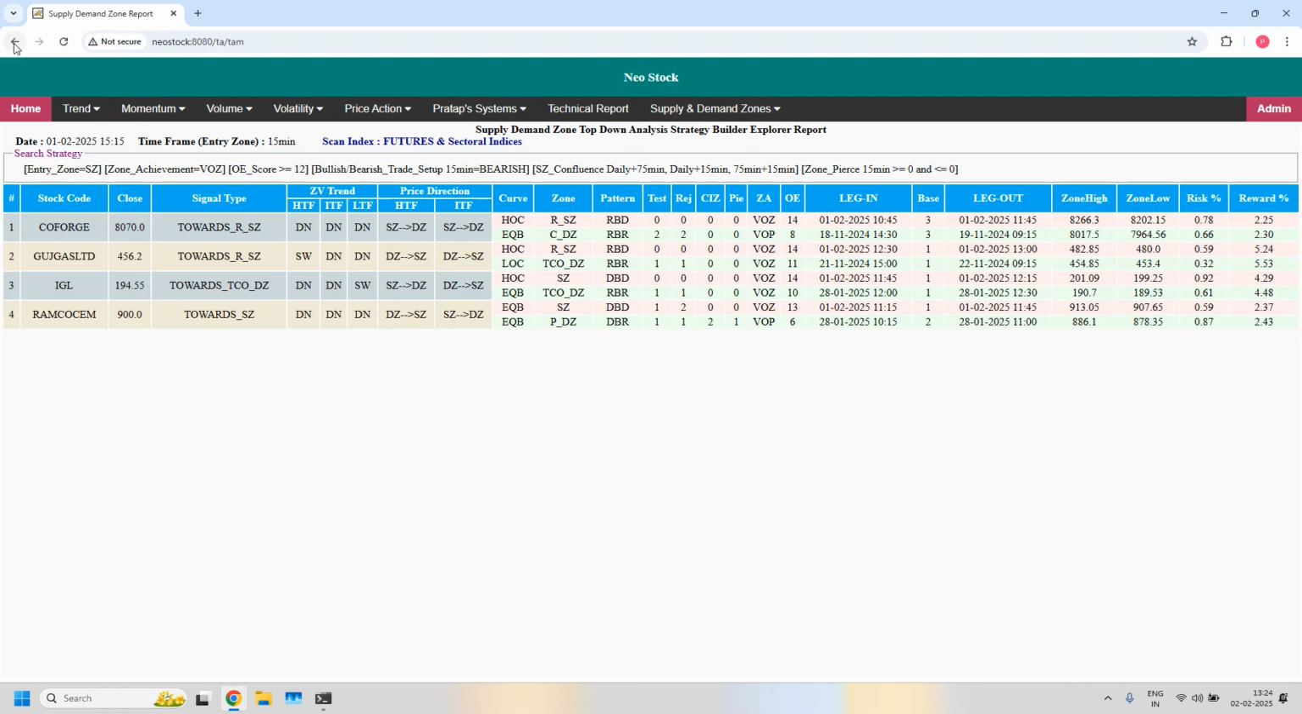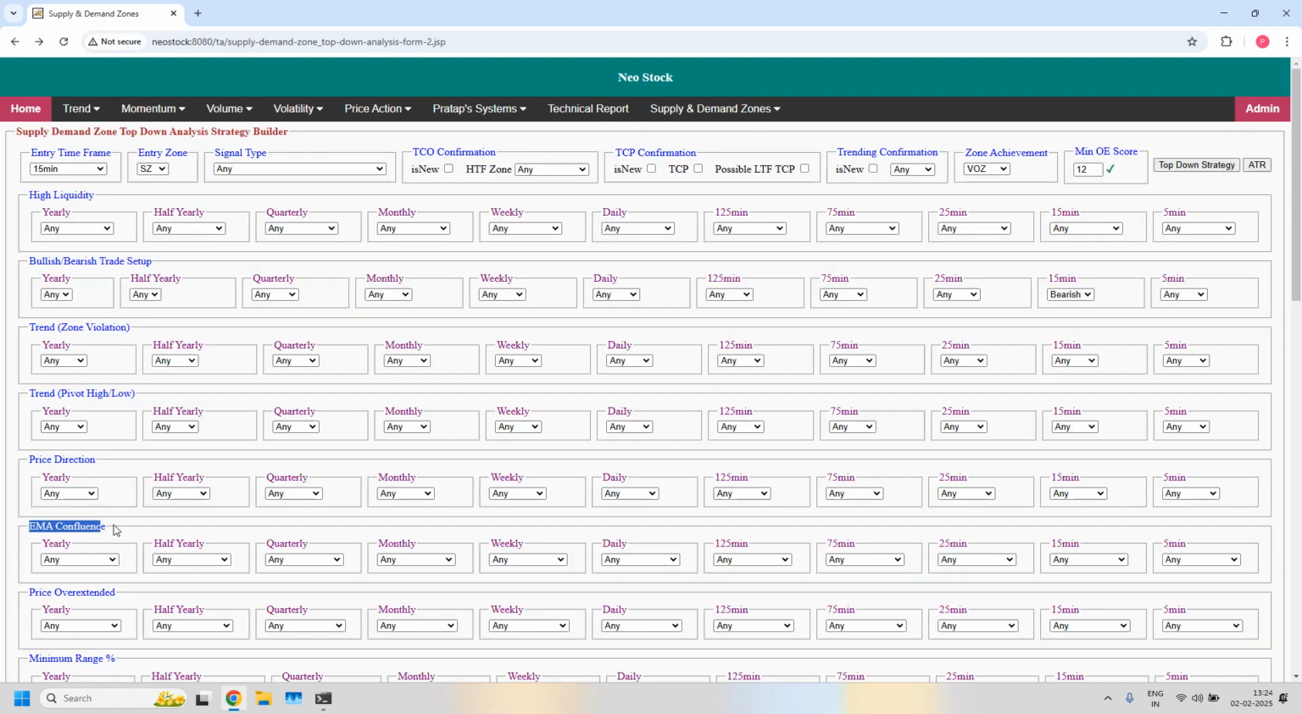Let's verify in the daily time frame, in the EMA confluence at the daily time frame. Why daily time frame? Because the entry time frame 15-minute zone is part of the 75-minute zone, and both together are again overlapped with the daily zone. That means they are part of the daily zone. That's why we are looking for whether the daily supply zone has daily EMA confluence available or not.